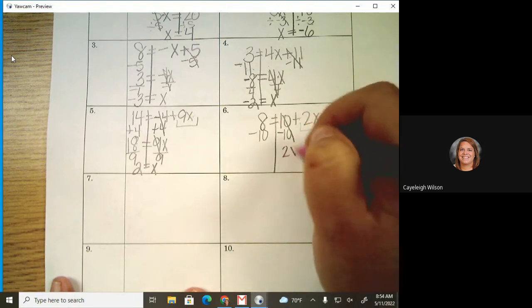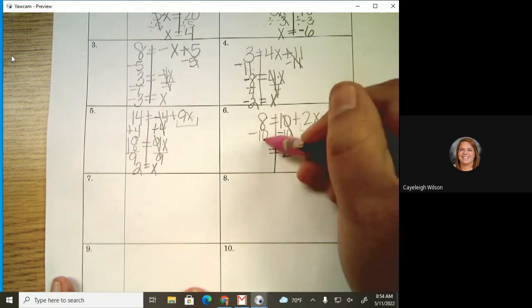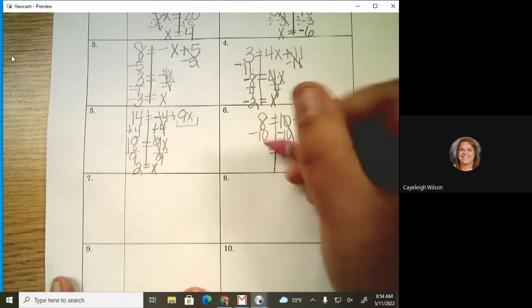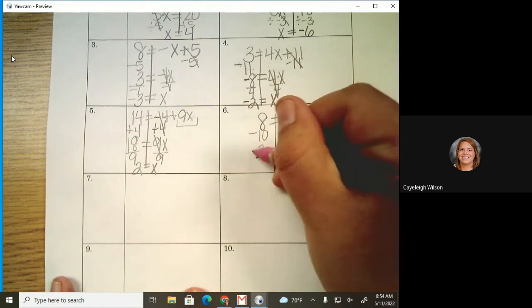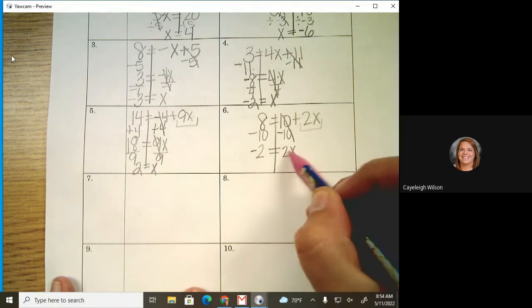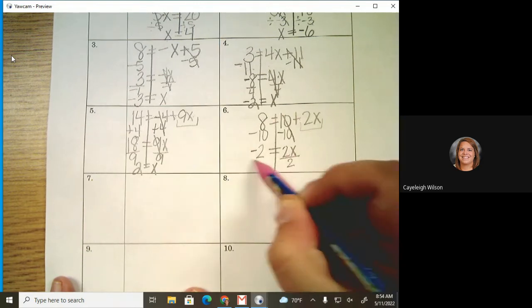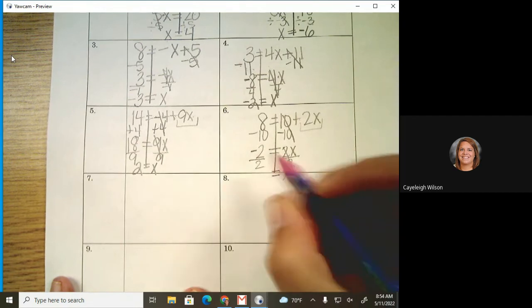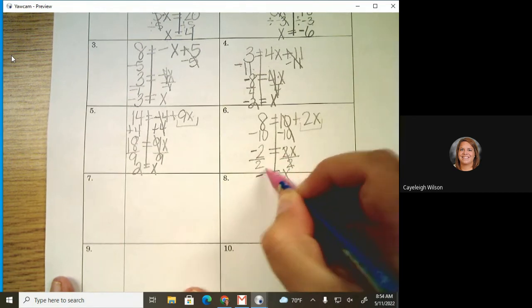So that just leaves me with my 2x over there. 8 minus 10, well, positive 8, negative 10. Different sign, subtract. 10 minus 8 is 2. 10's bigger, it's negative, so negative 2. And then to get x all the way by itself, this is 2 times x. I'm going to divide by 2. 2 divided by 2 cancels out, and x equals negative 2 divided by 2, which is negative 1.